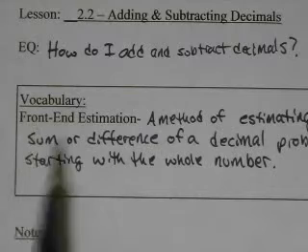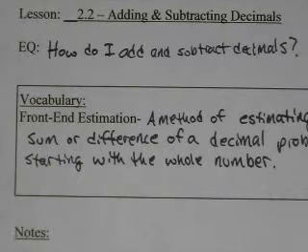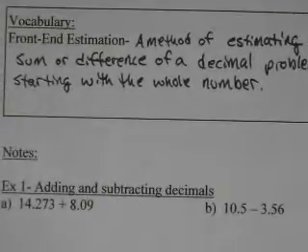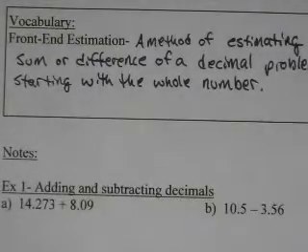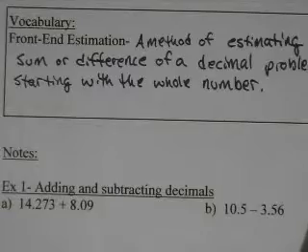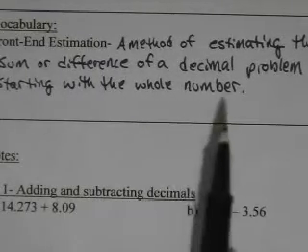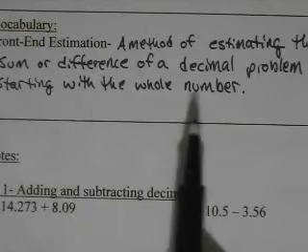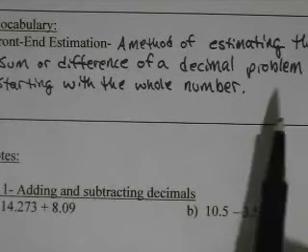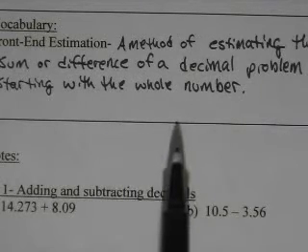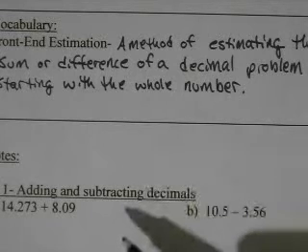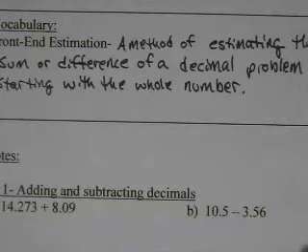We have one new vocabulary word that's going to take place for us in example 3, but we can look at it now. The new vocab word is front-end estimation. It's a method of estimating the sum or difference of a decimal problem starting with the whole number. That may not make a lot of sense now, but when we get to example 3 later on down the page, it should make more sense then.